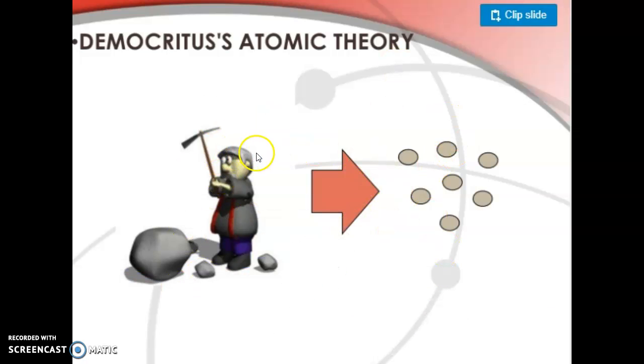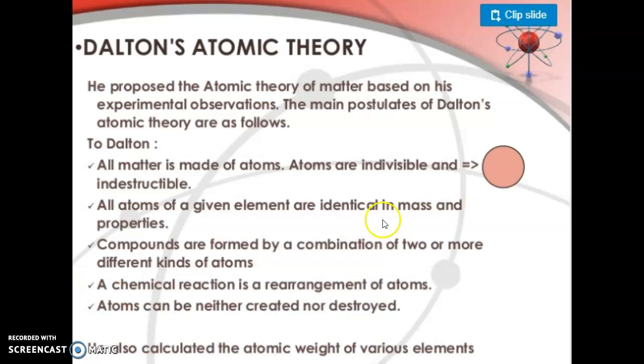Here it is shown diagrammatically. There is a piece of rock. He goes on dividing it, and at last he received the smallest particle that he named an atom. Afterwards, following Democritus' idea, Dalton explored the atomic structure. He studied more about atomic theory.